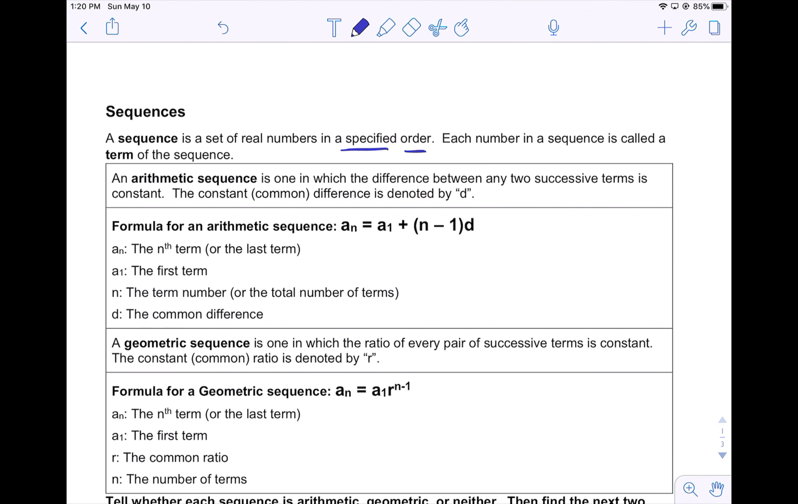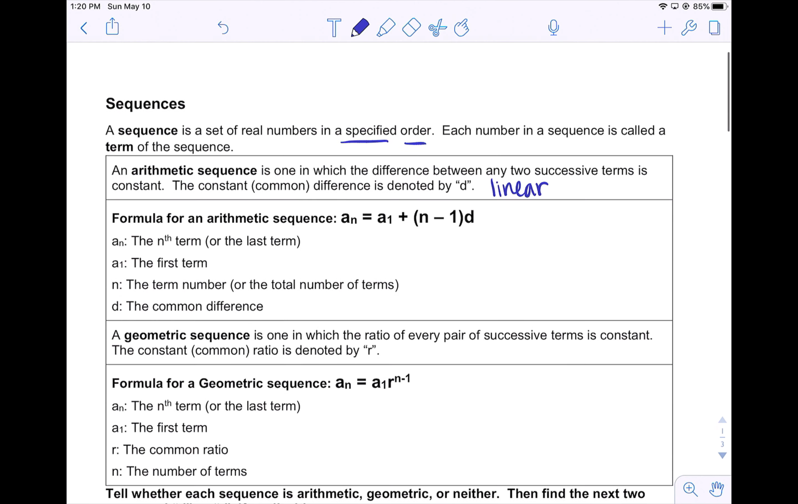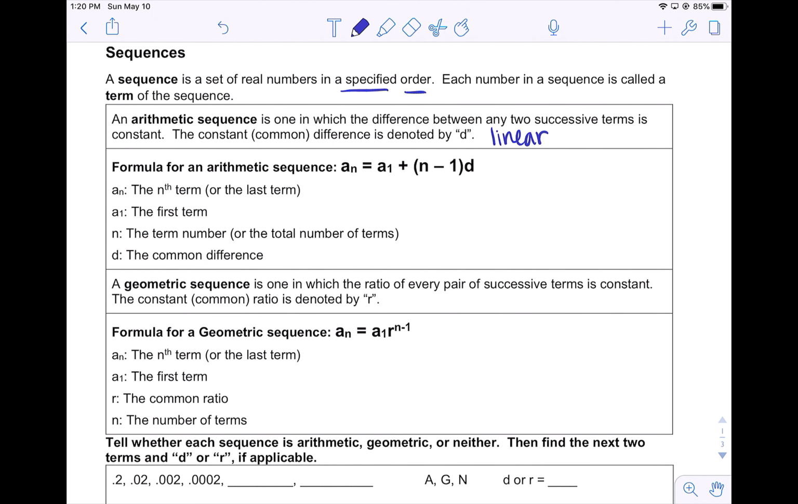Each number in a sequence is called a term. So, an arithmetic sequence is one in which the difference of any two terms is constant. There is a common difference. So, you can think of an arithmetic sequence like a linear function. The formula for an arithmetic sequence is a_n, where n is the term number, equals a_1, the first term, plus n minus 1 times the common difference. And all of those things that you may or may not remember are listed down here.